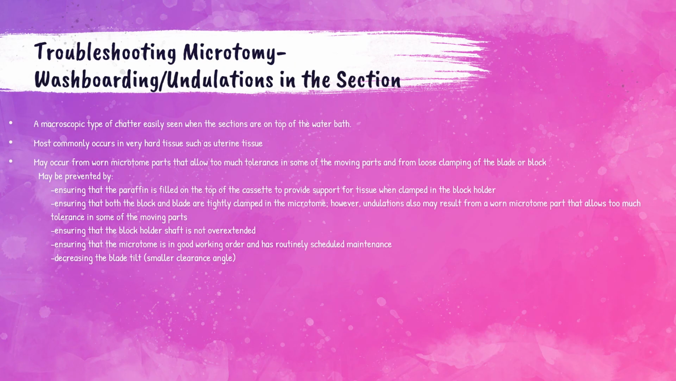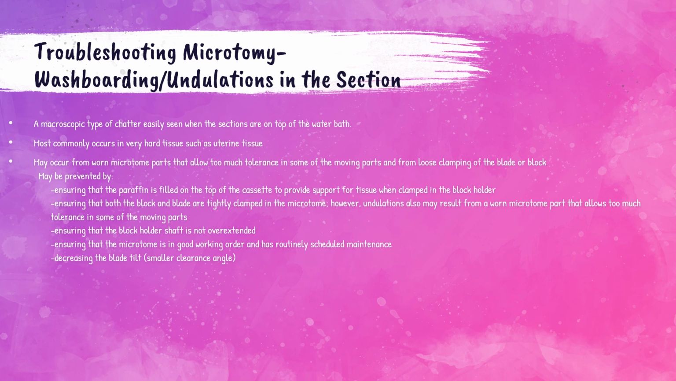Something called washboarding or undulations can occur in tissue sections using a microtome. This occurs most frequently in very hard tissue like uterine tissue. It often occurs when a tissue block or knife hasn't been properly clamped within the microtome. It can also be caused by too much knife tilt and from worn microtome parts.